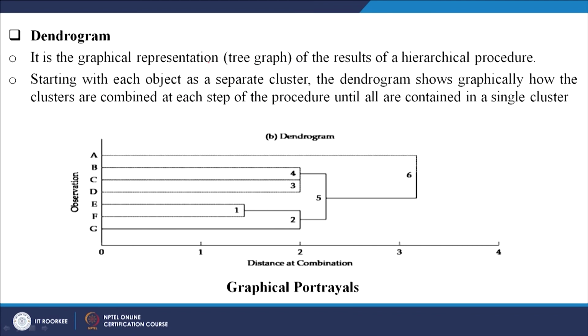What is a dendrogram? It is a graphical representation, a tree graph, of the results of a hierarchical procedure. You can see here how it has been clubbed. Starting with each object as a separate cluster, the dendrogram shows graphically how the clusters are combined at each step of the procedure until all are contained in a single cluster. First you add one, then you go on adding the next. Slowly you go on adding till you get the 6th cluster. Let us say this is 1, then 1 and 2 are combined, then 3 and 4 are combined, then 3 and 4 are combined with 1 and 2, and then this total of 5 is combined with 6. So it goes like this.